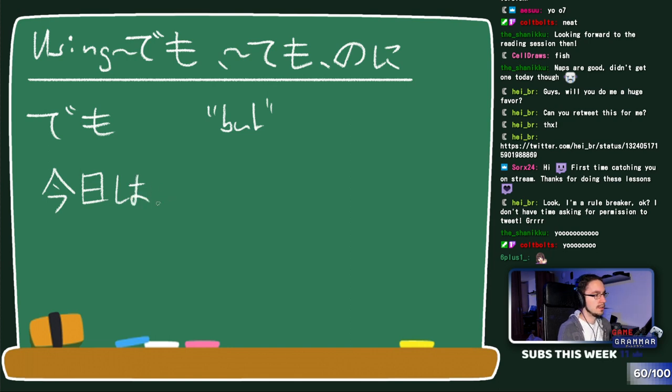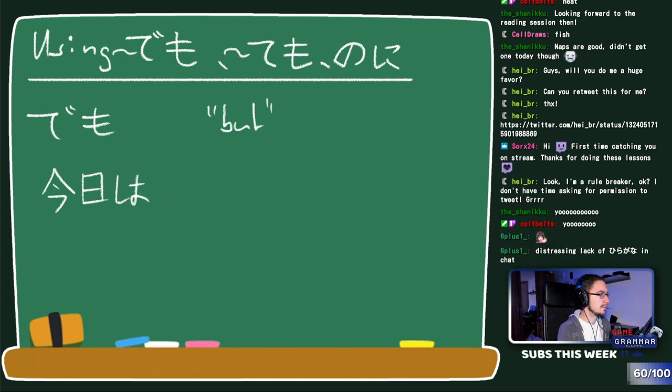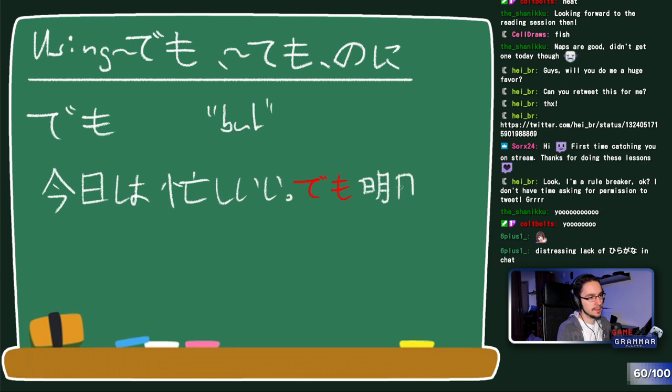Kyō wa isogashii. Full stop. Demo, ashita wa. And so, ashita would be like this.